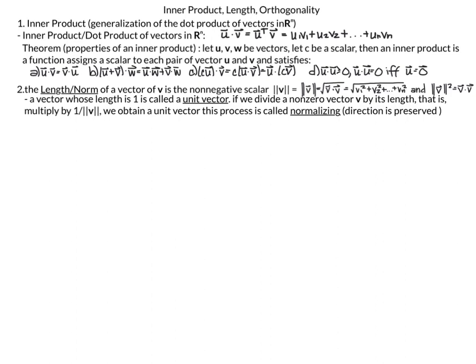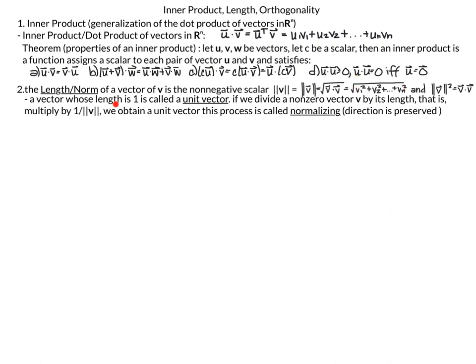Now that we've talked about inner product, we can go on to define the length of a vector v, also known as the norm of a vector v. It's the non-negative scalar that we denote, the norm, with these absolute value signs of v, and it is equal to the square root of v dot v, which is equal to v1 squared plus v2 squared up to vn squared, square rooted.